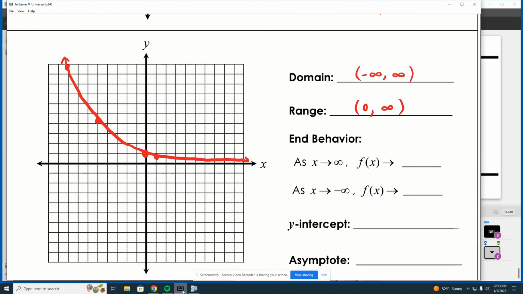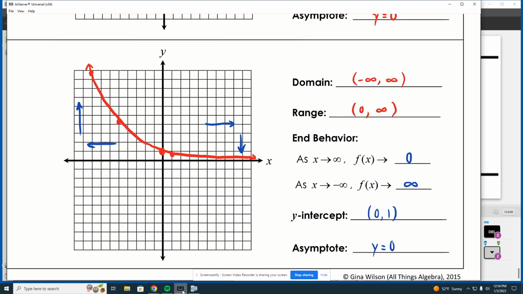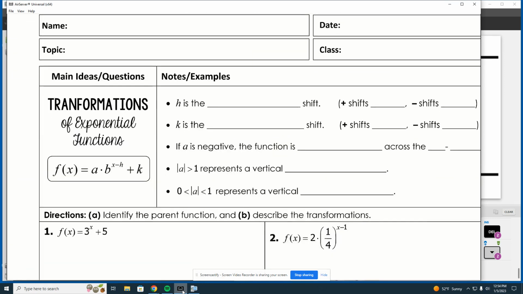How about the end behavior? As x goes to the right, what's y doing? It's going towards 0. As it goes to the left, what's y doing? Infinity. Then we said the y-intercept was 0, 1. That's easy. And the asymptote is y equals 0. Okay, easy stuff. Let's go to the back, and we're going to quickly talk about transformations.